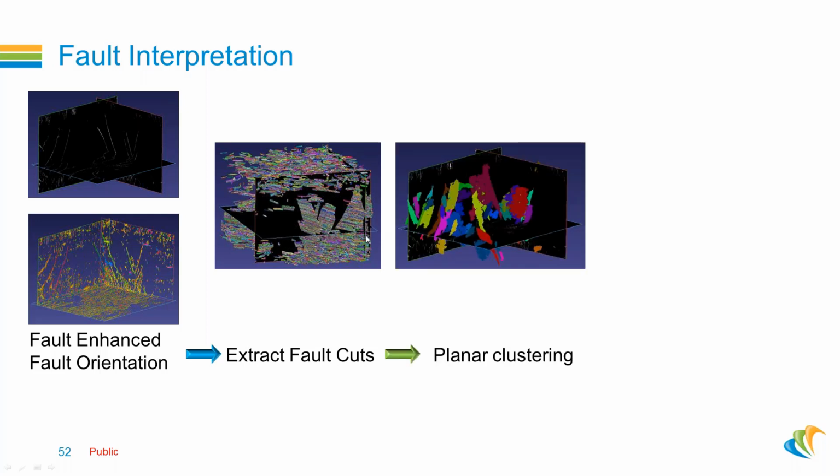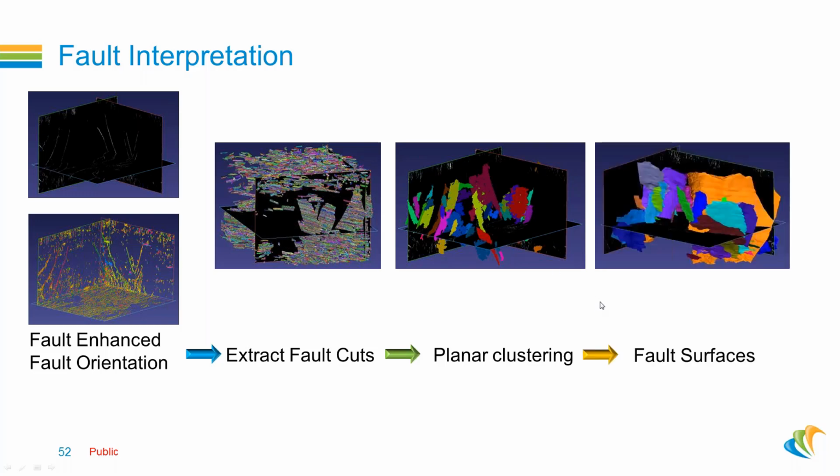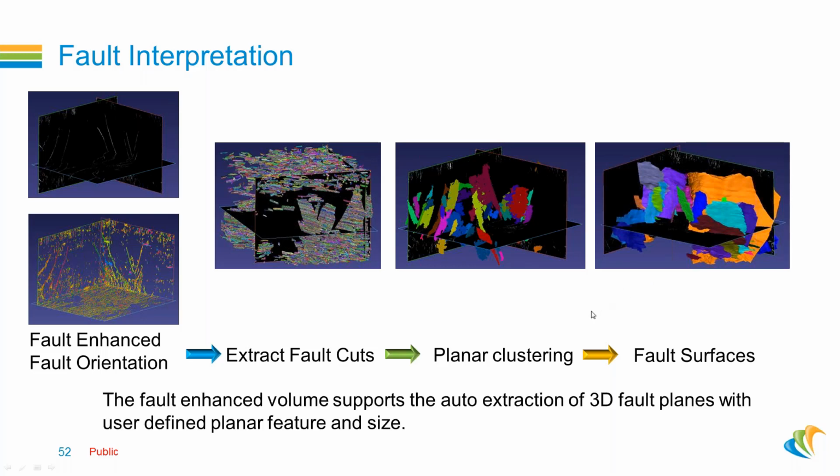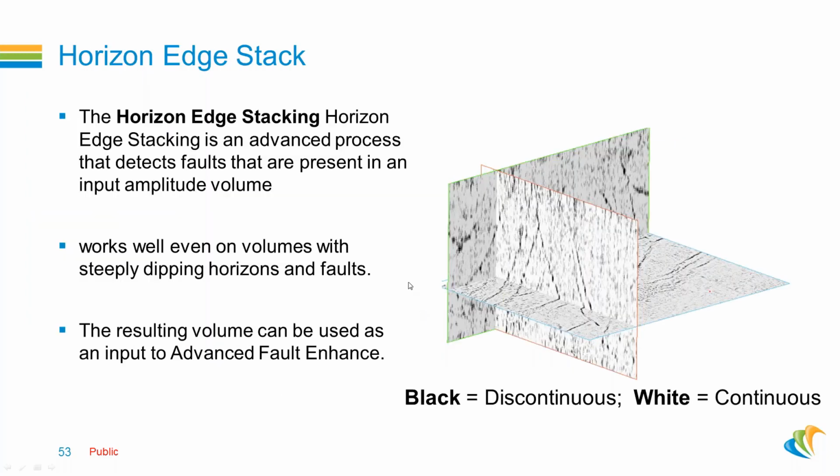These fault cuts will be used to apply another process, which is the planar clustering. And finally, we will generate the fault surfaces with the planar clustering. All those volumes are using auto extraction of the fault planes, and everything is controlled by the size that we are using in our voxels and the operators. We have so many parameters to control that and see how accurate they are.